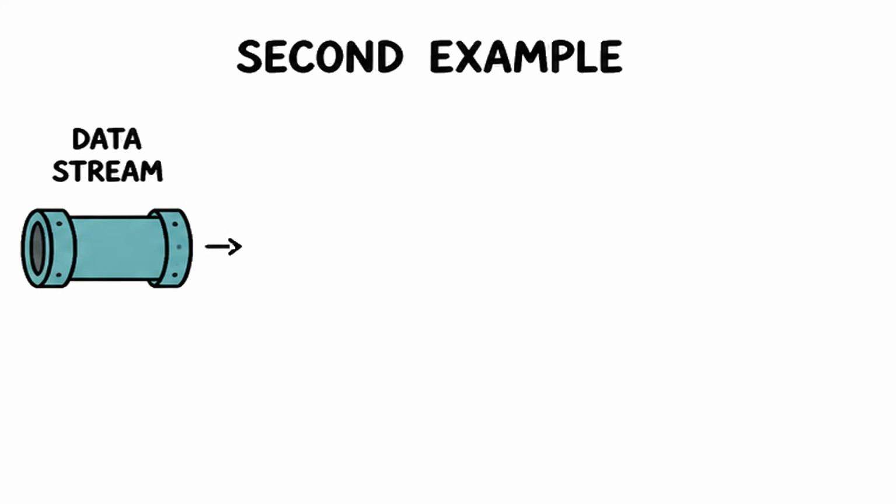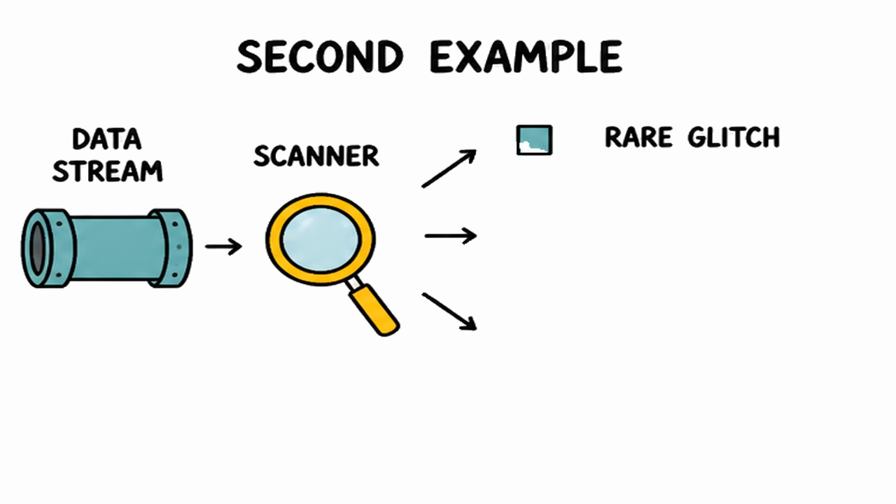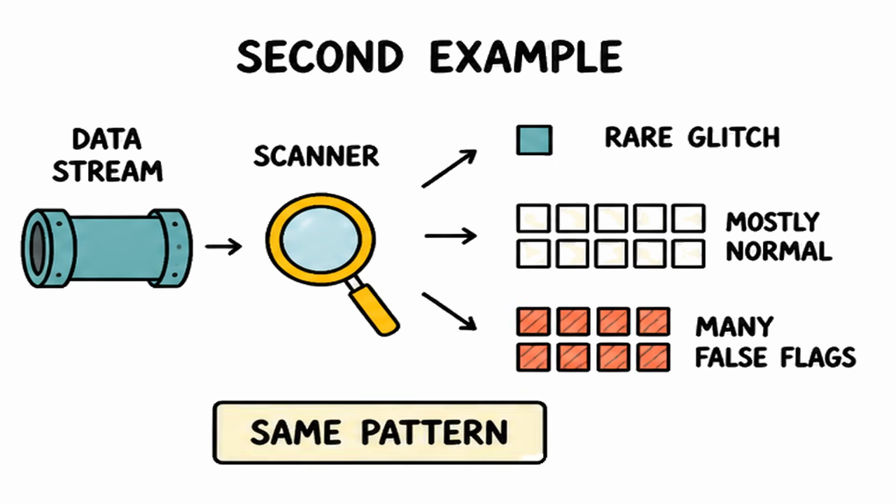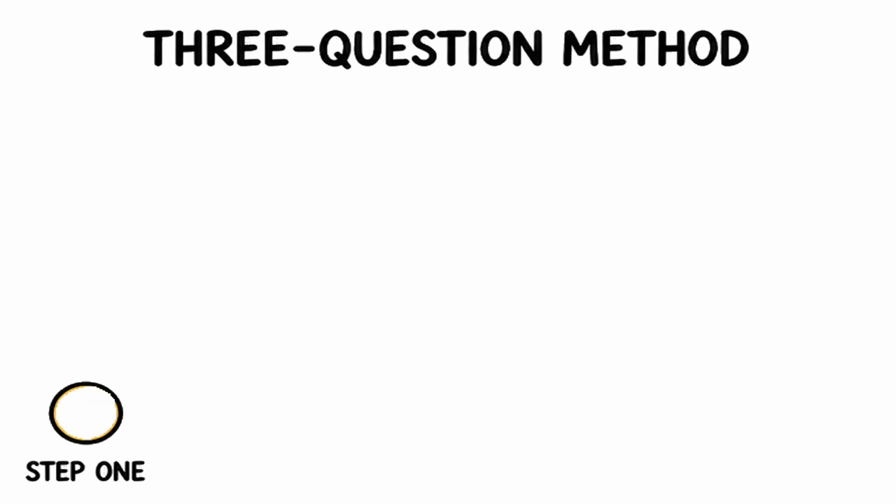A quick second example. Imagine a generic data stream scanned for rare glitches. If genuine glitches are extremely rare, even a tiny error rate on the normal stream can outnumber the real ones in the alarm list. So use a 3-question evaluation method.